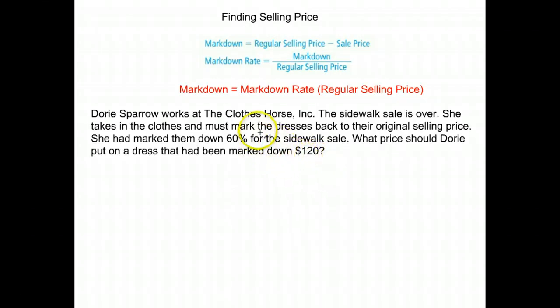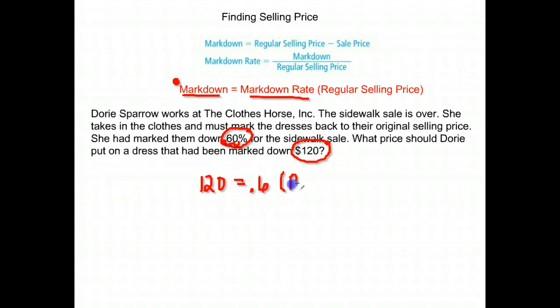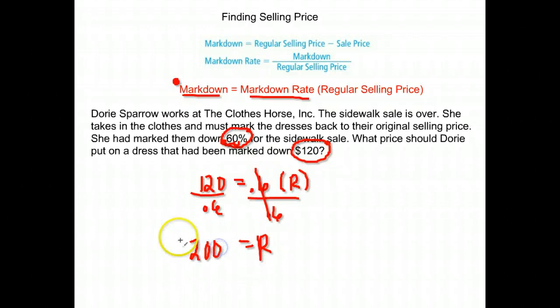Okay, so what do we know? We know our markdown rate and we know what the markdown was. So again, let's take a look at this equation because it has the markdown and the markdown rate together. So we know we get a markdown of $120 when we have a markdown rate of 60%, which if we move that over to be a decimal is 0.6, and that's times the regular price. I'm just going to call that R. Okay. Let's solve for R. We'd have to divide both sides by 0.6. And when I do that, I get $200.